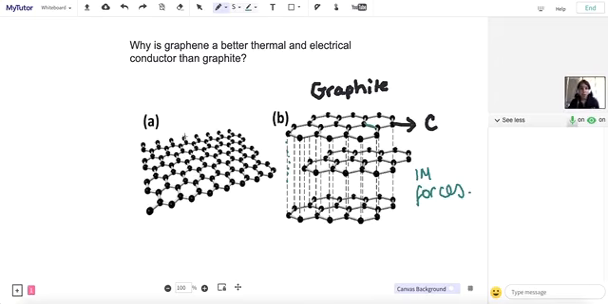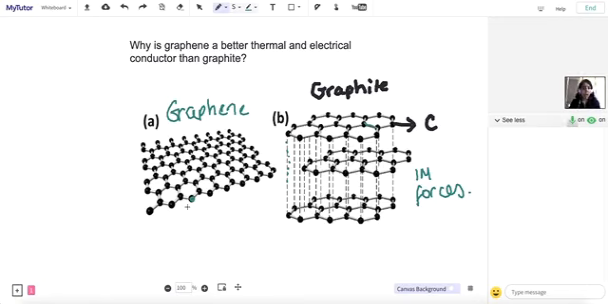Now if we have a look at graphene, which is over here, what we can see is that it's effectively one layer of graphite. And that's exactly how we define graphene. It's a single atom thick, so we know it's only one atom, single atom thick, there's no layers, just one layer of graphite. It's made of carbon atoms.